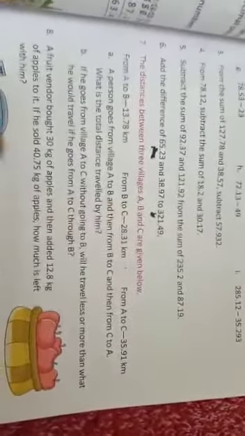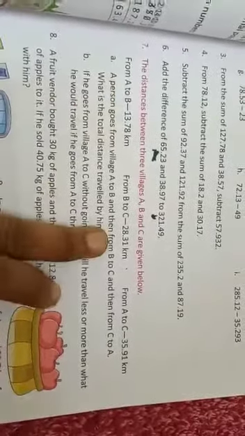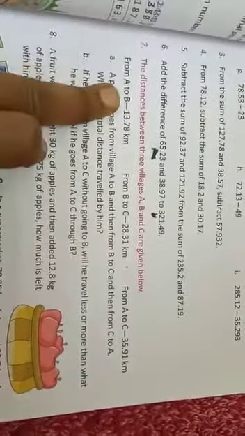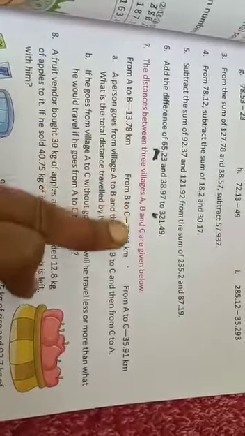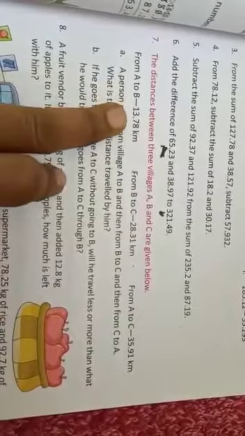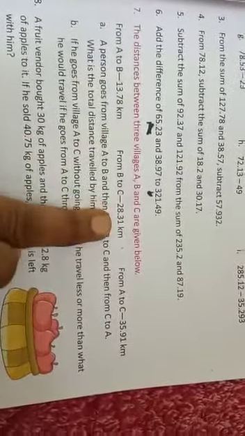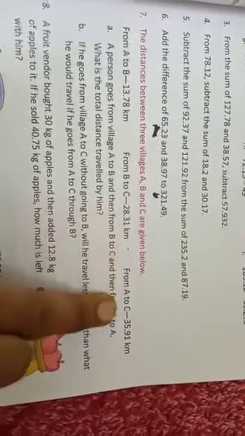In the last class we have completed up to the 6th one, and we have completed the 8th one also. Now we are going to do this 7th problem. The distances between three villages A, B and C are given below. From A to B 13.78 kilometers, from B to C 28.31 kilometers, and from A to C 35.91 kilometers.